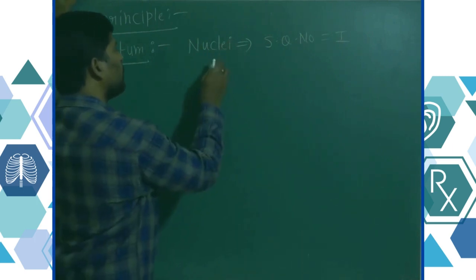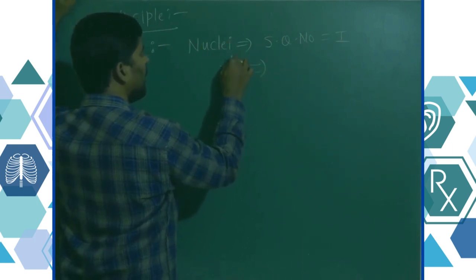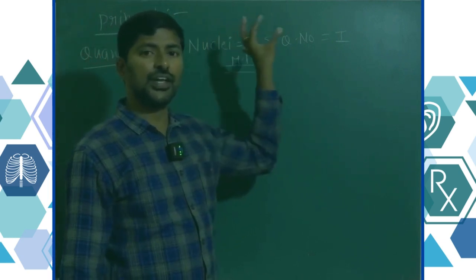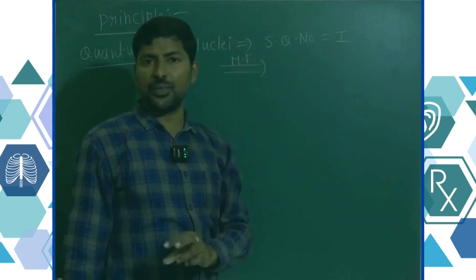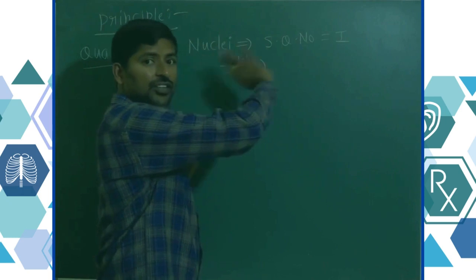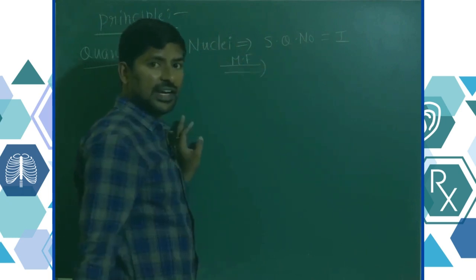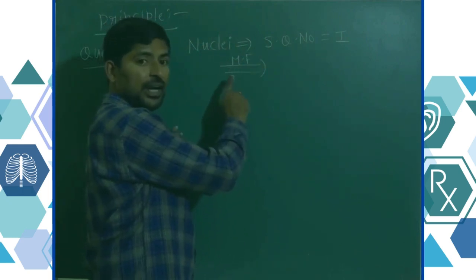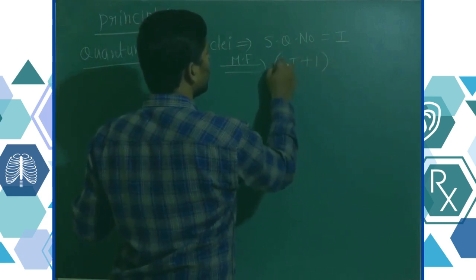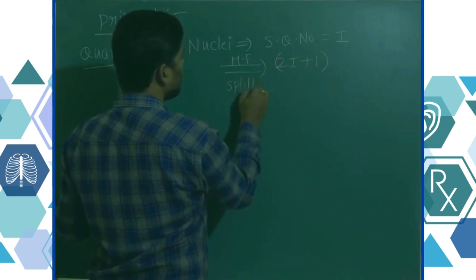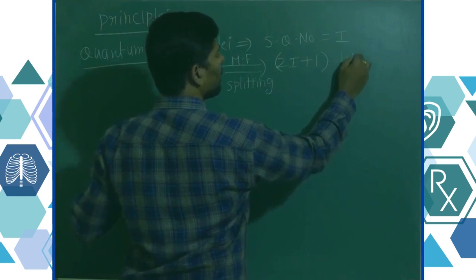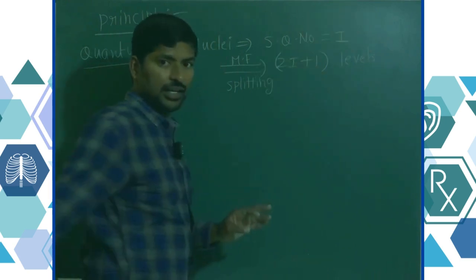Whenever this nucleus is placed under the influence of a magnetic field, the definition we discussed is the interaction of nuclei with radio frequency radiation in the presence of a magnetic field. What is the role of the magnetic field? Its spin quantum number is not zero, so that is magnetically active. Whenever we place it in the magnetic field, lifting of degeneracy takes place and it splits into 2I plus 1 energy levels.